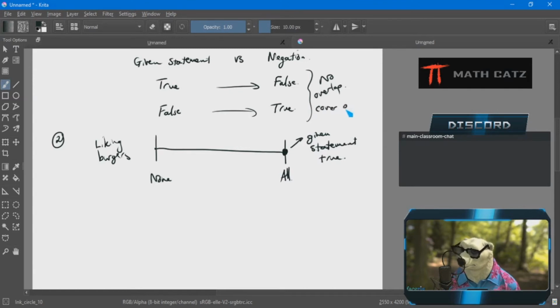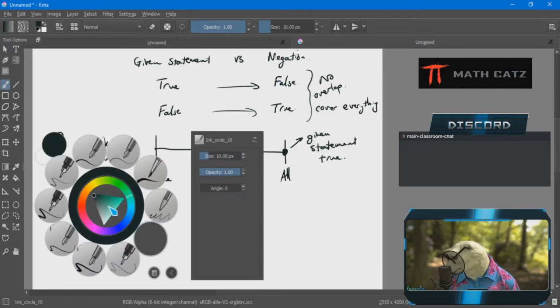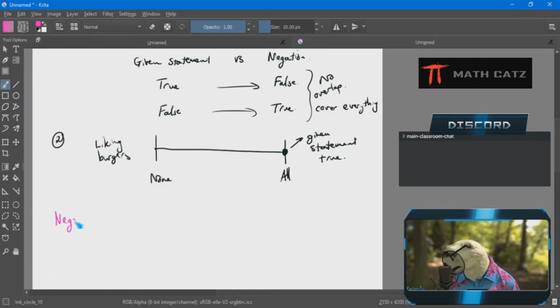Cover all possibilities, meaning that regardless of what happens in practice, that has to fall into either the given statement or the negation. So if I now attempt the negation, I'm going to use a color here. Come on, pink. There we go, pink. This is now my negation attempt. Very often, if you just chat with people or elementary school kids, or anyone, and you ask them, what is the opposite of all students like burgers? A lot, the majority will say no students like burgers.